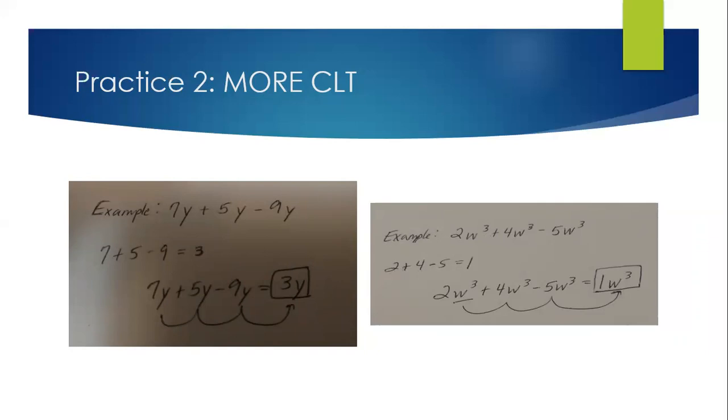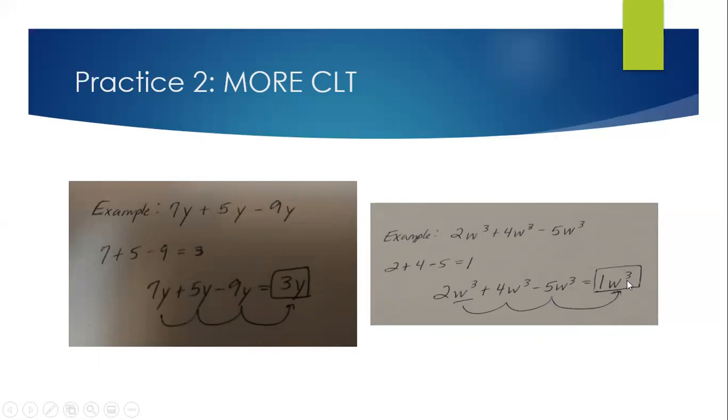And so now I have 2w to the 3 plus 4w to the 3 minus 5w to the 3. Well, 2 plus 4 minus 5 is 1. And this is w to the 3, so w to the 3, w to the 3, w to the 3 gives me w to the 3.